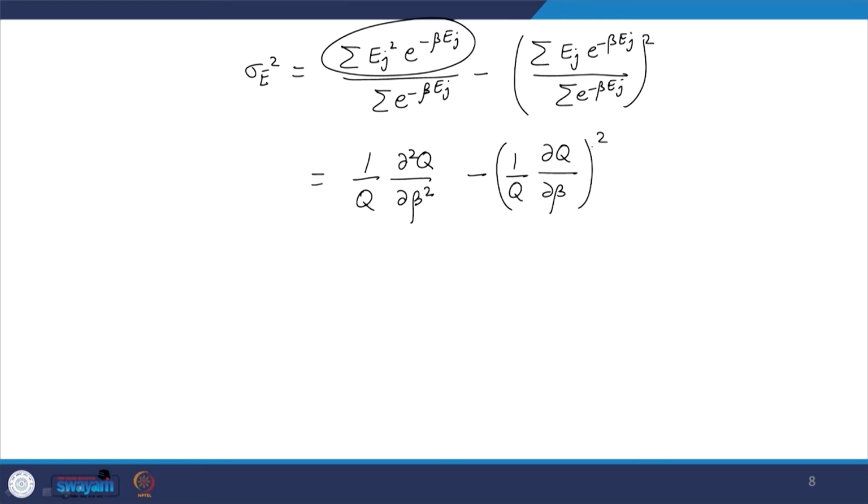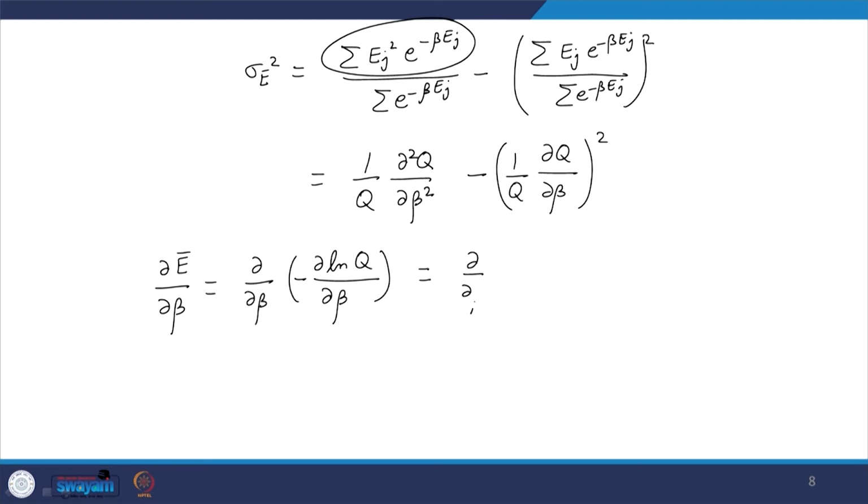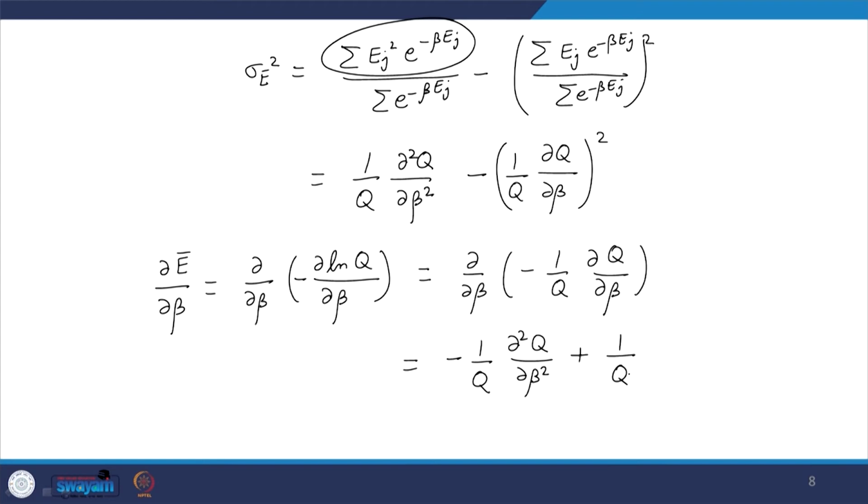whole square, and this we can actually write as something like dou E bar by dou beta, because if I do that, then we can write E bar as dou ln q by dou beta with a minus sign, and that would have given me dou by dou beta of minus 1 by q dou q by dou beta, and that is minus 1 by q dou 2q by dou beta square plus 1 by q square dou q by dou beta whole square, and that essentially is the same as minus of sigma E square.